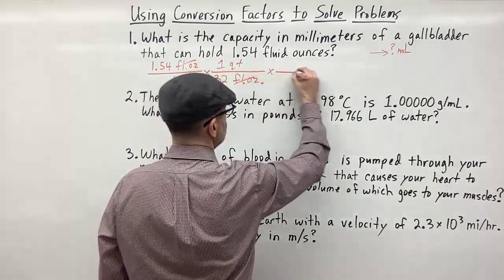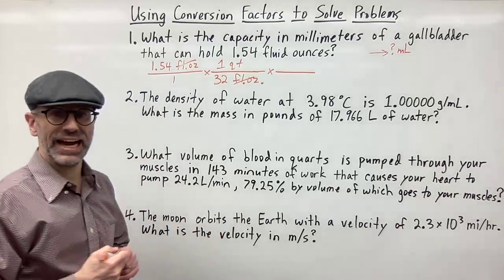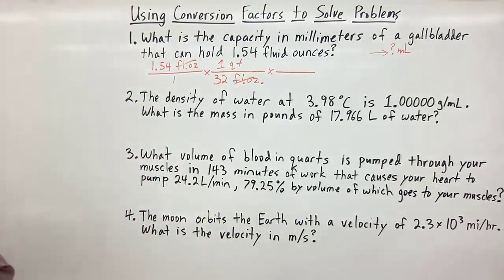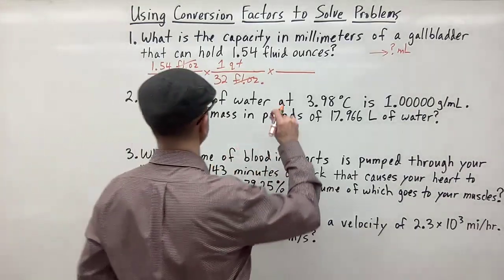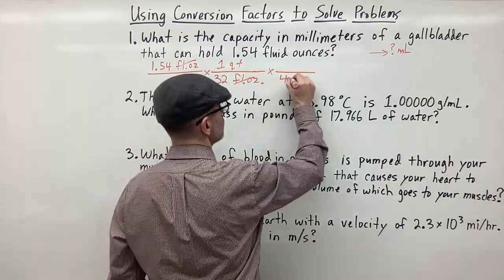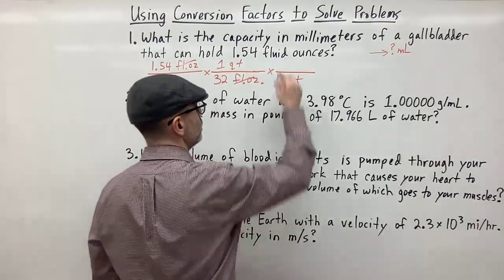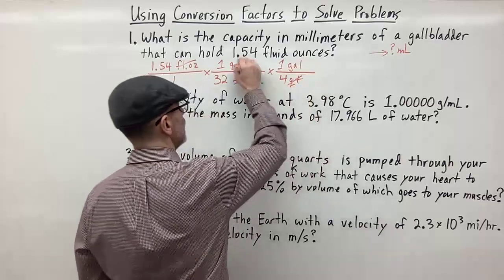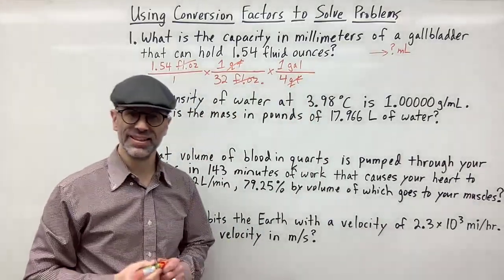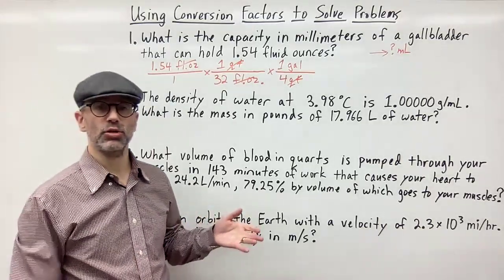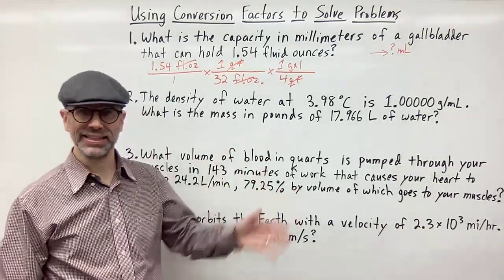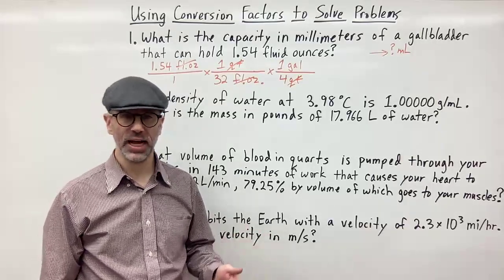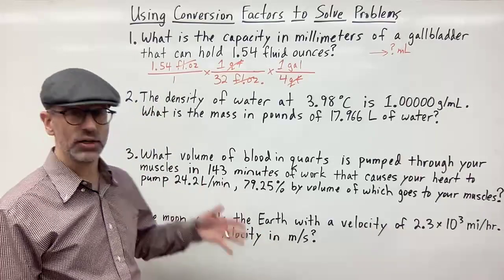We can convert quarts to gallons. So we know one gallon is equal to 4 quarts. So in this case, we'll put 4 quarts on the bottom, 1 gallon on top. So quarts cancels out. Now we have gallons. So what we can do is convert gallons to something like liters, right? So we know that 3.785 liters is in 1 gallon.